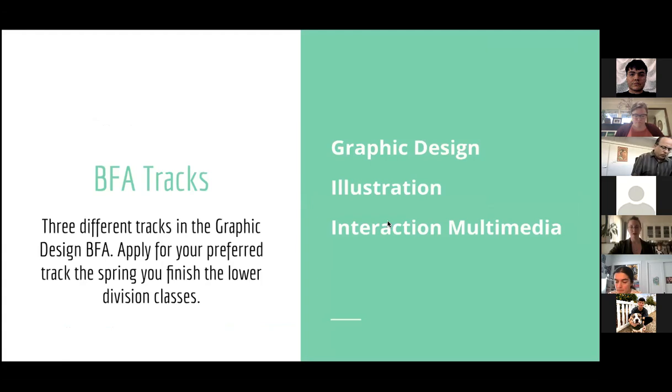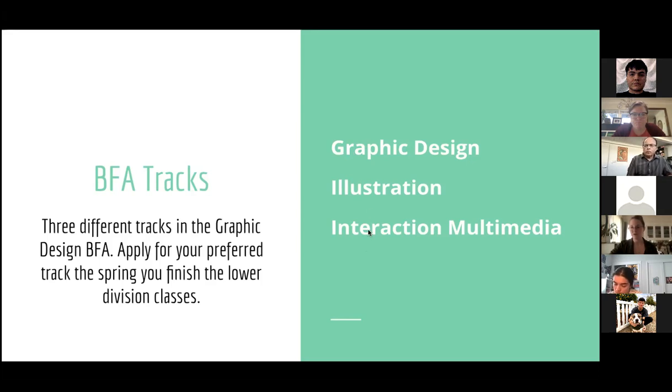All right, so the BFA, we have 3 tracks. And it's a little misleading, right? Because it's the graphic design BFA, and then we have a track called graphic design, and then we have a track called illustration and interactive multimedia. It's all the graphic design BFA, all 3 tracks. All 3 tracks are considered part of the graphic design BFA. And then inside that umbrella of the BFA, the Bachelor of Fine Arts, we have these 3 specialization tracks.